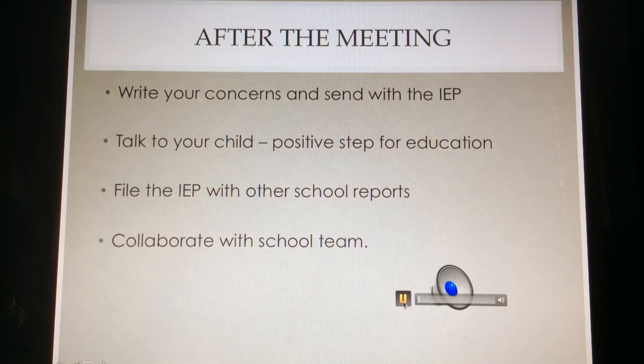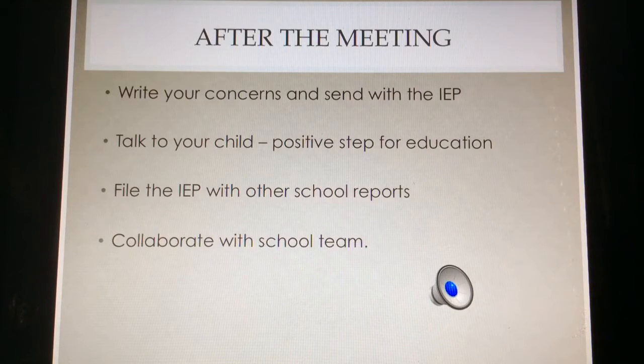Now that you've been to the meeting, you will be given a lot of information and you may feel overwhelmed. Don't be. The school is there to help you. If you have any concerns or need any clarifications, write them down and send them with the IEP. Remember, you don't have to sign the IEP right away if you don't understand it or agree with it.